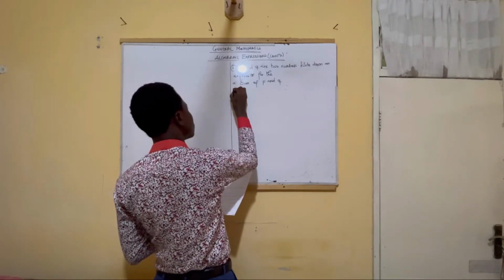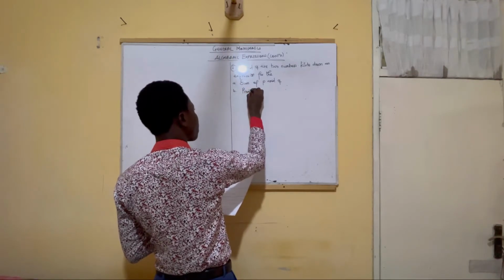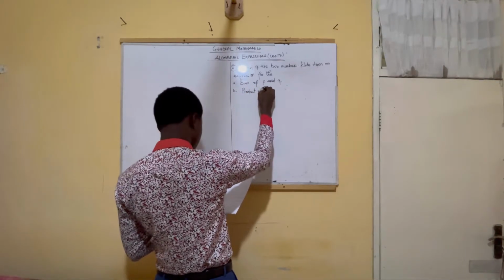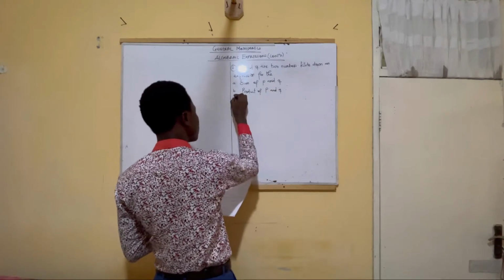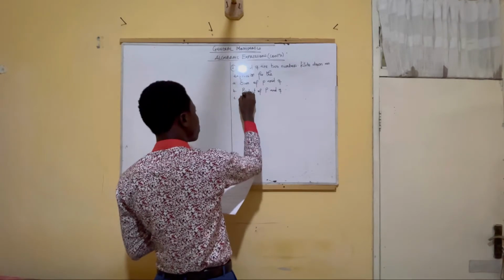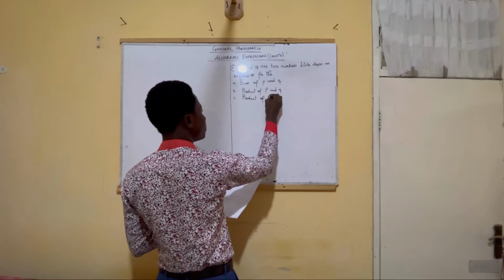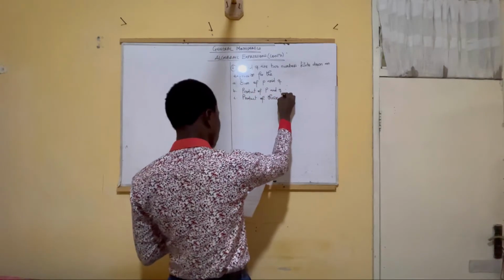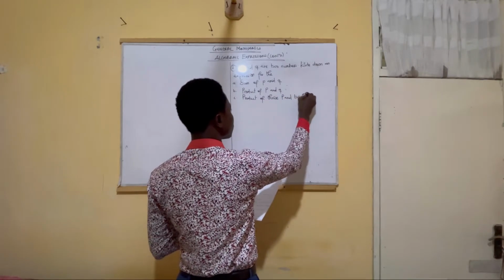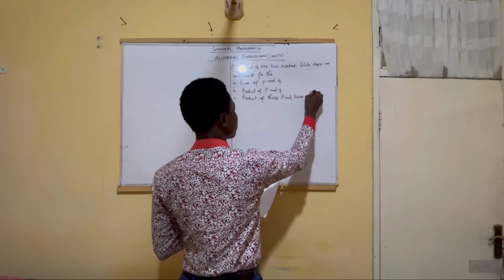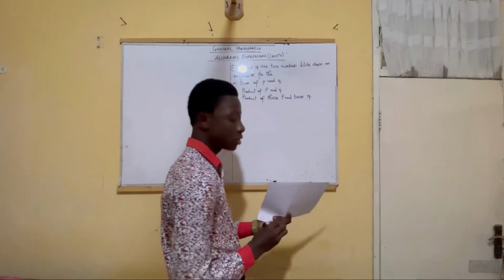B: the product of P and Q. And then C: the product of thrice P and twice Q. Okay, let's see how we can handle this together.